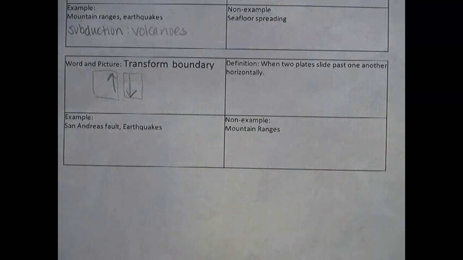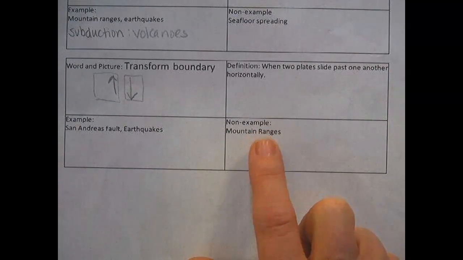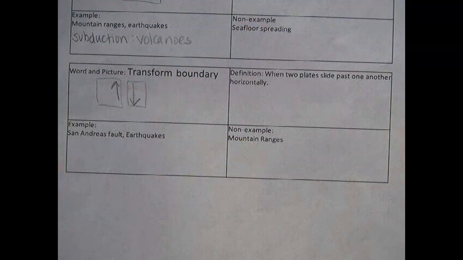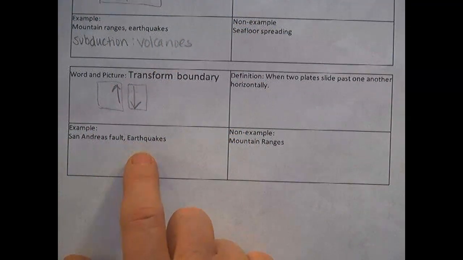And we would not be seeing mountain ranges in this area, just because those would be more of a convergent. There would be other different non-examples like seafloor spreading as well. But a transform is they're moving in opposite directions, and again, classic where earthquakes happen.